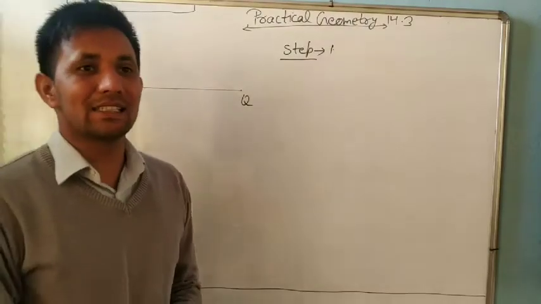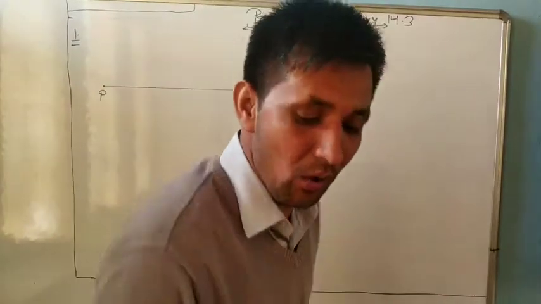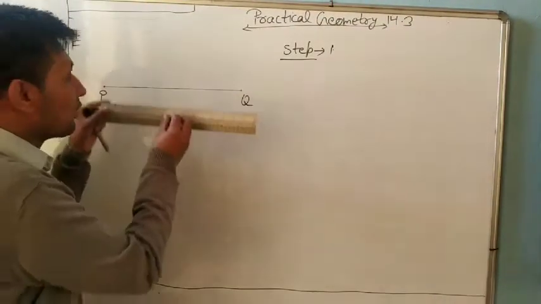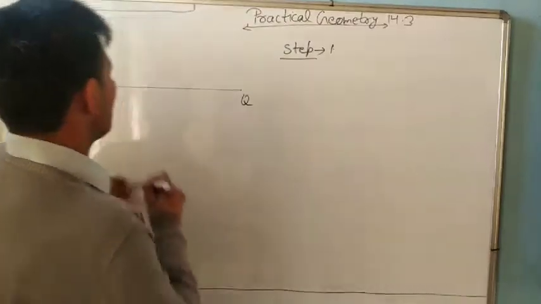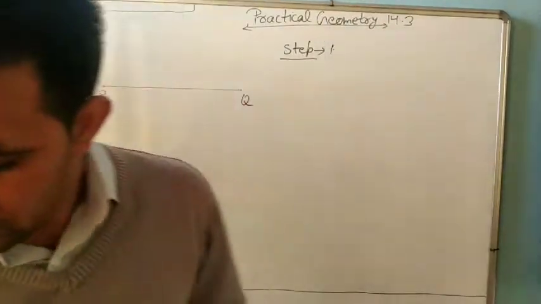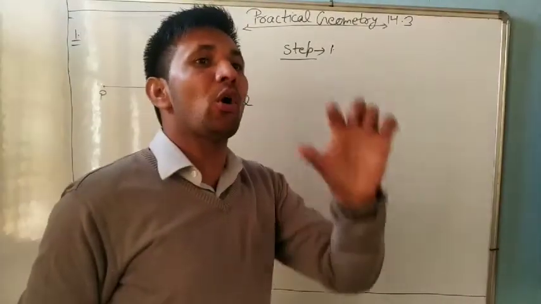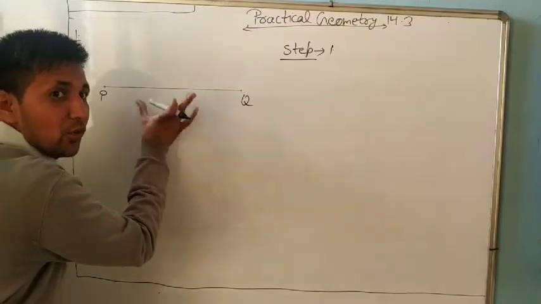Next line. Draw any line segment PQ without measuring PQ. Now we don't know, we will not measure. Suppose we know it is 14 meter, but we don't measure. We will directly draw a line PQ without measuring. Construct a copy of PQ, so same as it is. What is the length of PQ without measuring?